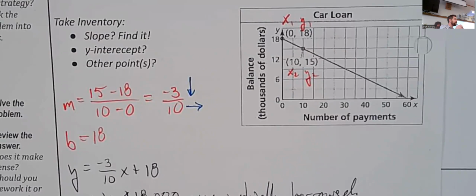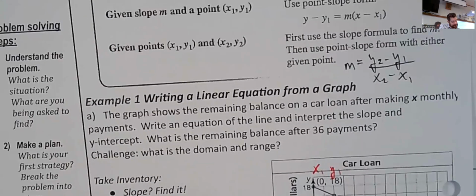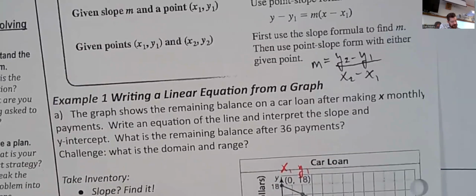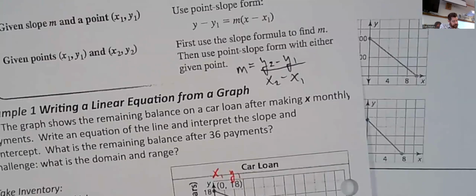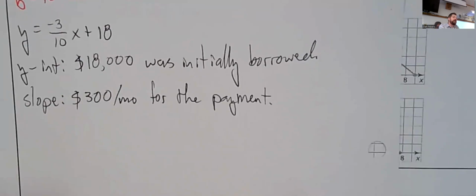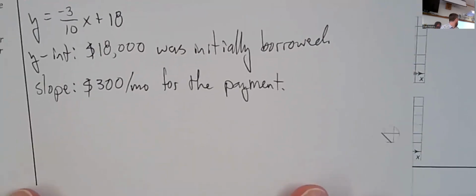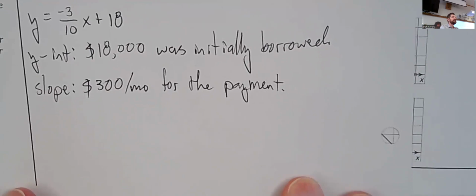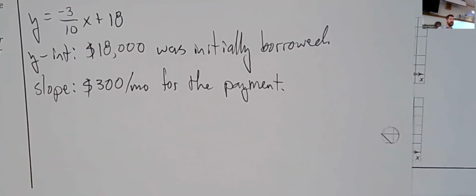Anybody figure out the car payment? Yeah, $300 a month. Yep. Because if it's $3,000 every 10 months, just divide 3,000 by 10, right? So the slope indicates $300 a month for the payment. There we go. So the car payment, $300 a month, which seems like kind of a standard car payment, roughly. So that's what the slope and the y-intercept mean in this particular problem.